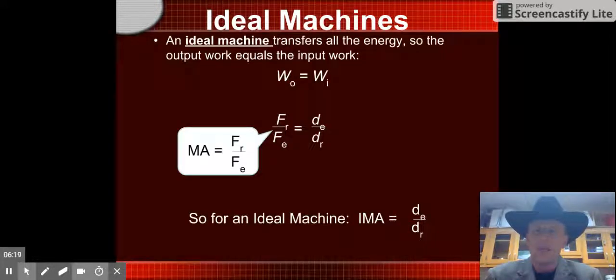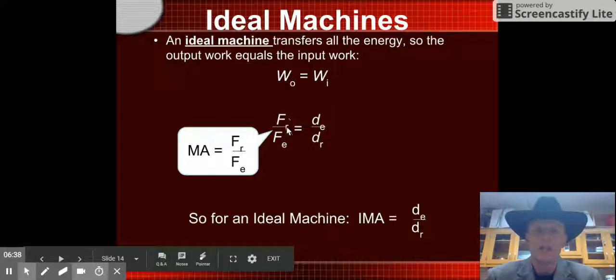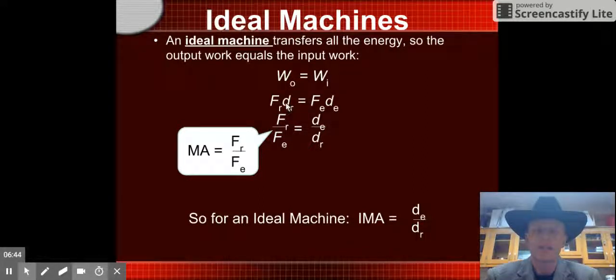In an ideal world, an ideal machine will transfer all the energy so that the output work equals the input work. Not always the case, though, in the real world. We lose some. We'll talk about that later. But in an ideal world, the output work equals input work. Now, the output work is on the forces. So you got force times distance on the resistance side, which would be your output work. The input work is on the effort side of the simple machine, and it's still F times D.